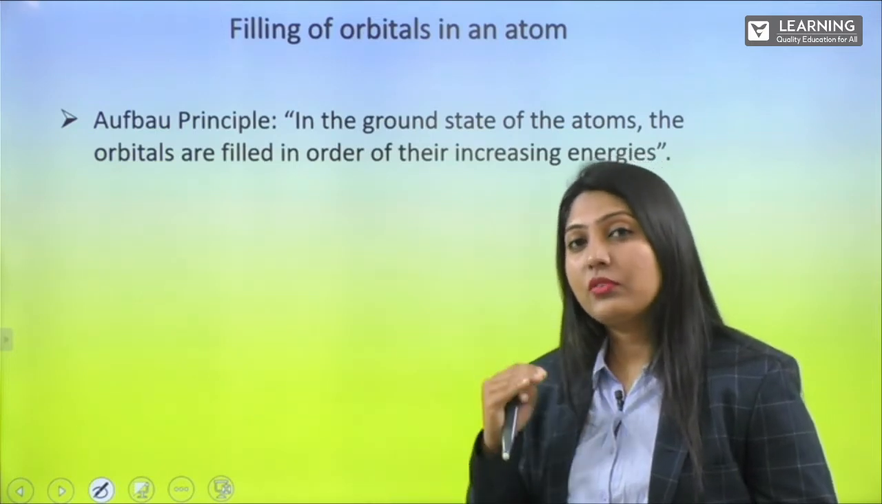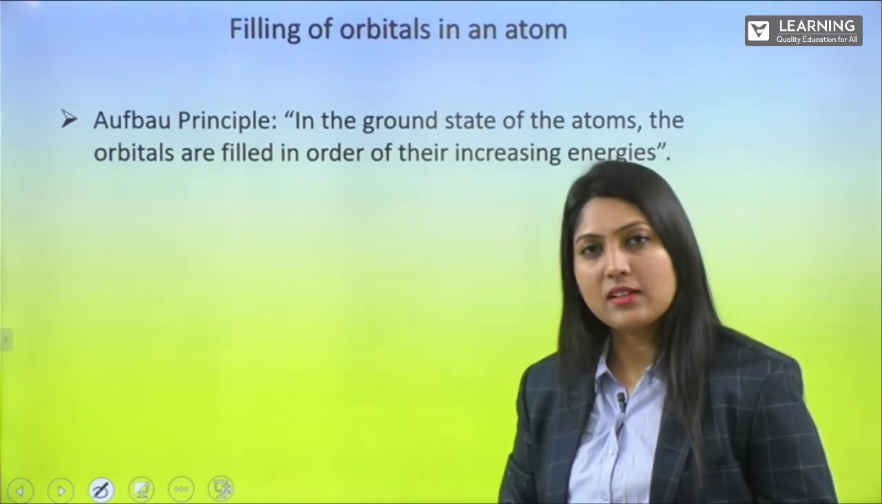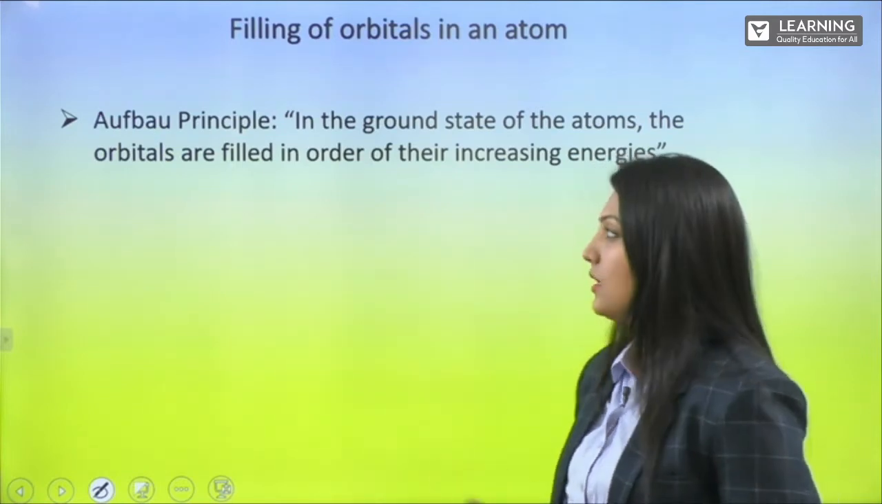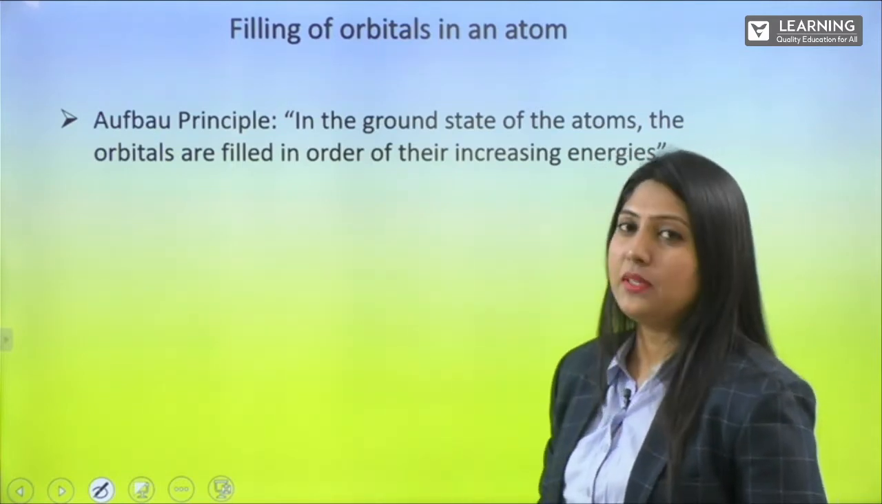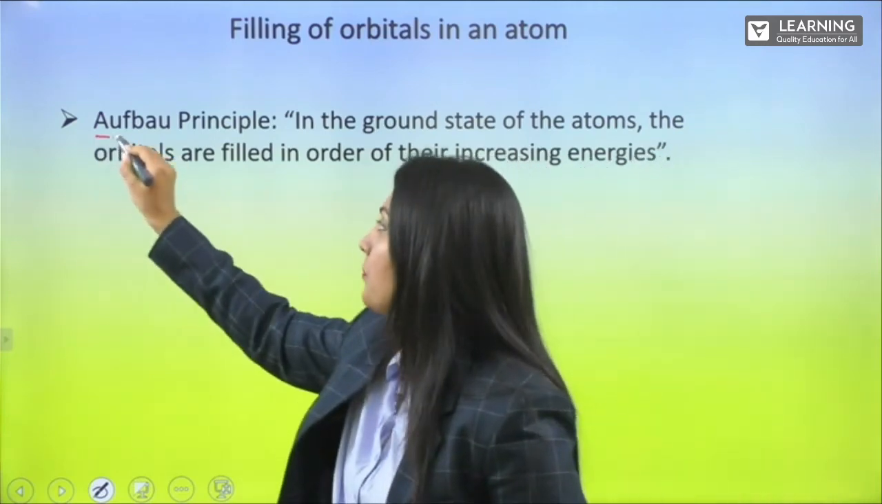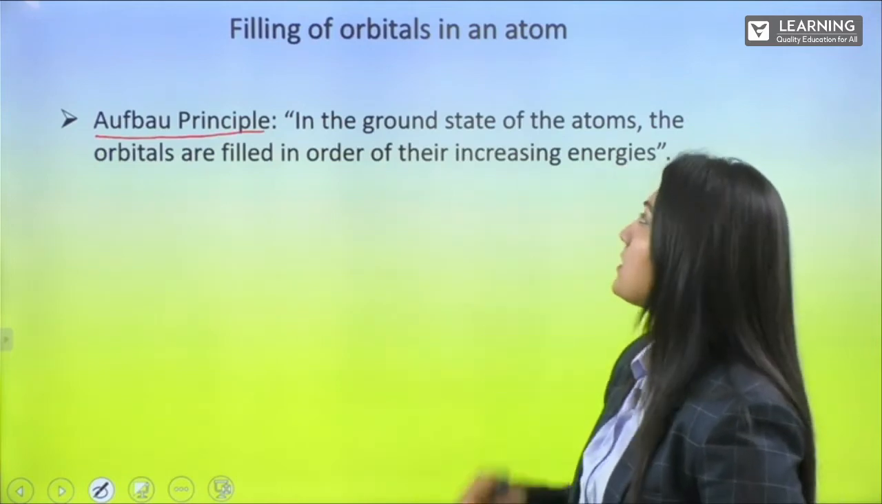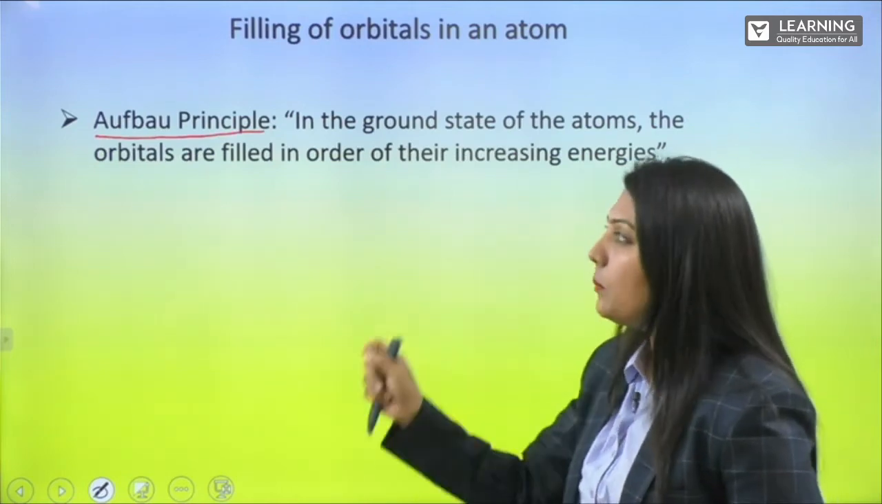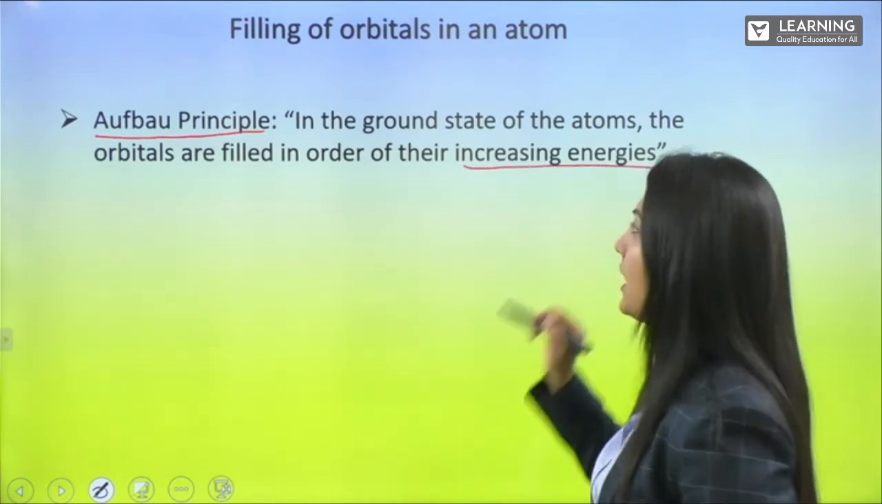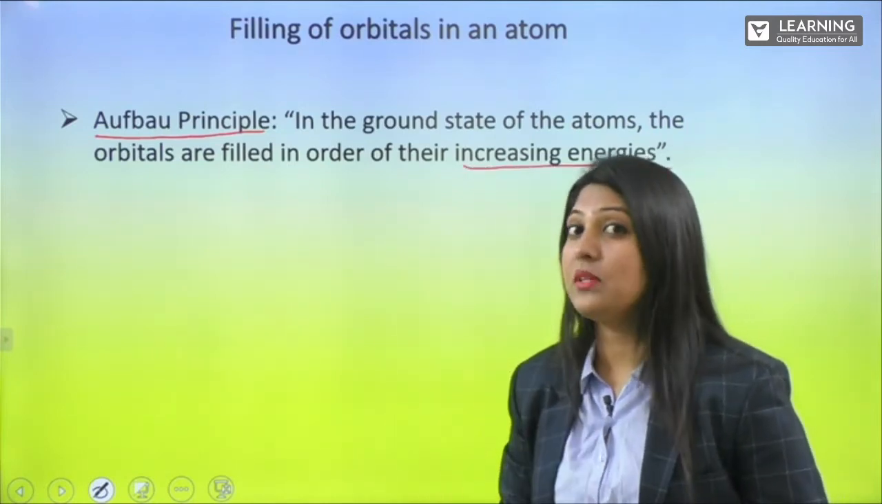First, we have to fill the lower energies, and then we go for the higher energies. So we'll go with the first principle. This is the Aufbau principle, where we say that in the ground state of the atom, the orbitals are filled in the order of their increasing energies. This is very important.